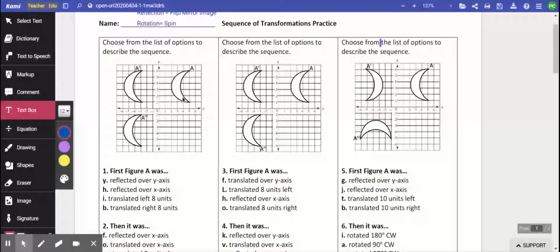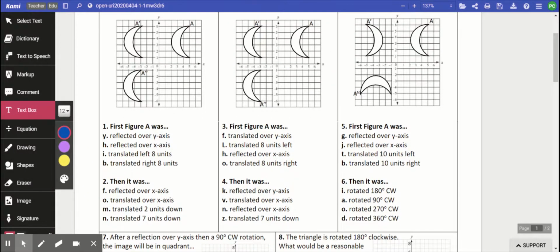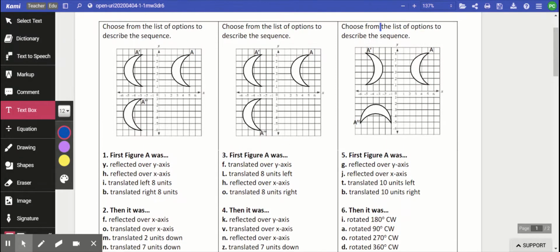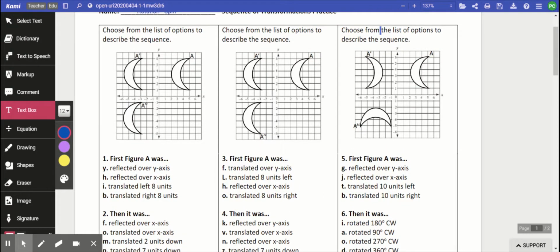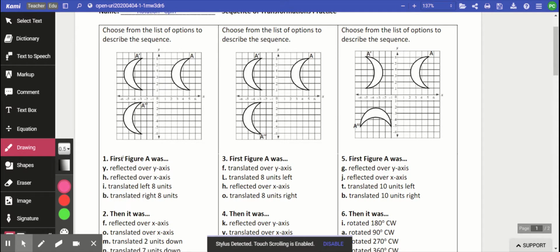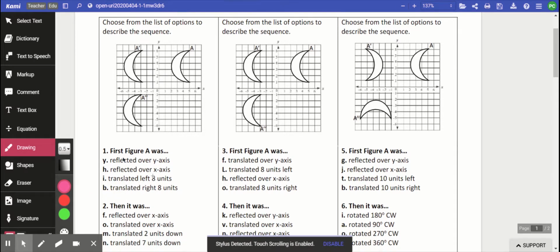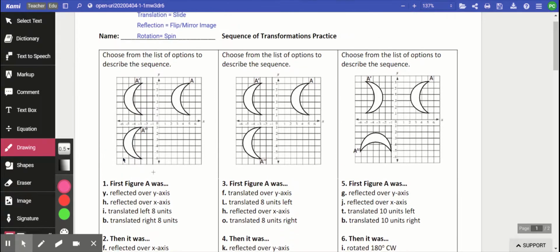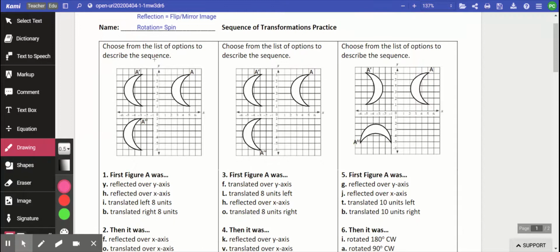Now, when you do this, I am going to ask you to do something similar to what I'm doing. First of all, you have to answer the question. So I'm looking at number 1 here. You have to answer the question by circling the appropriate answer, but I'm also going to ask you to use either the drawing tool or the shapes tool to show how you know what this shape was doing. So I'm going to click a fun color. I'm going to pick pink because it's so cute. Let me see. So this says choose from the list of options to describe the sequence.